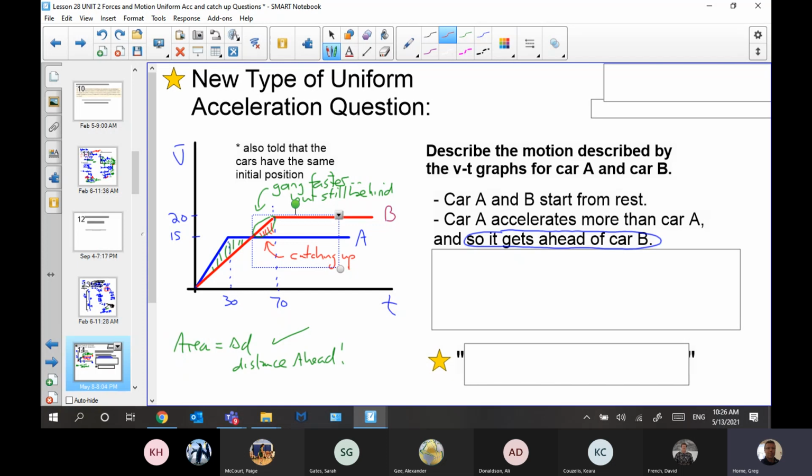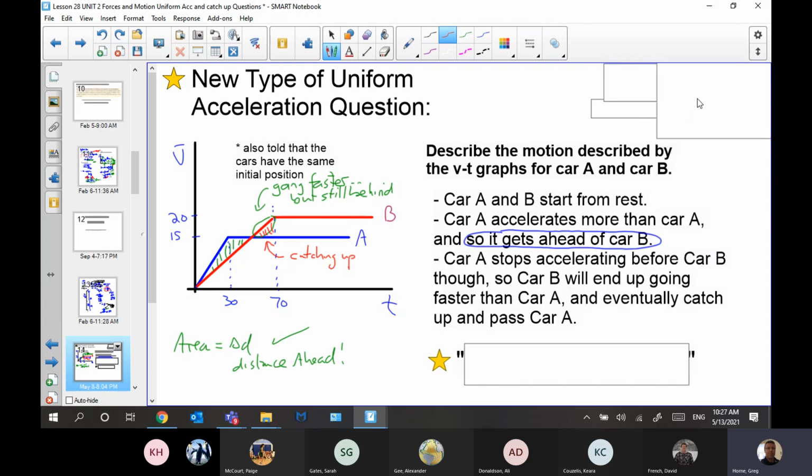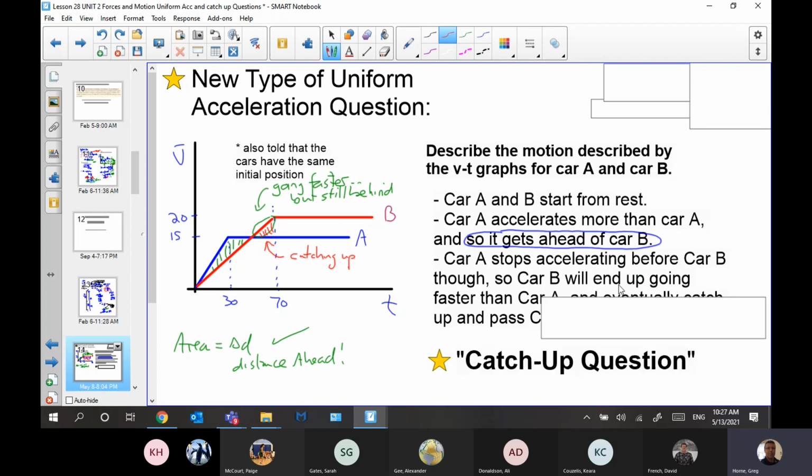But based on the rough drawing here in the graph, does this area look big enough to be the same as that area? Probably not. These are the ideas I want you to be able to think through and interpret as you look at a VT graph of a question like this. So car A stops accelerating before car B ends up going faster, and car B will eventually pass car A. So this is a catch-up question.